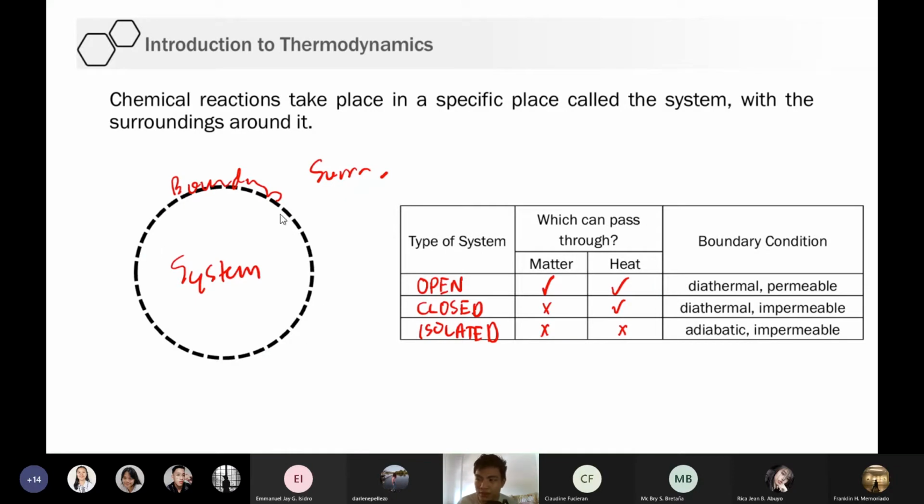So the system is separated from the surroundings by the boundaries, and depending on the boundary type, we have different types of systems as well. Okay? So yun lang yung mga terms na you need to know.